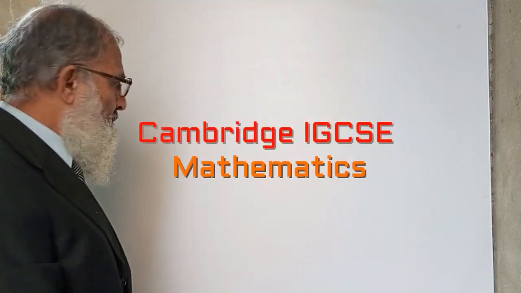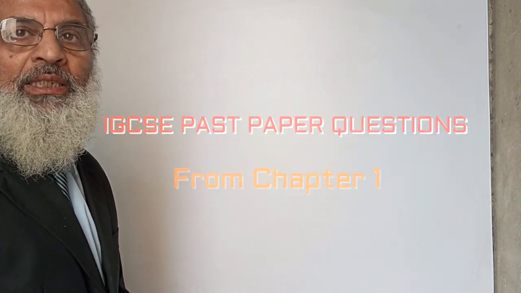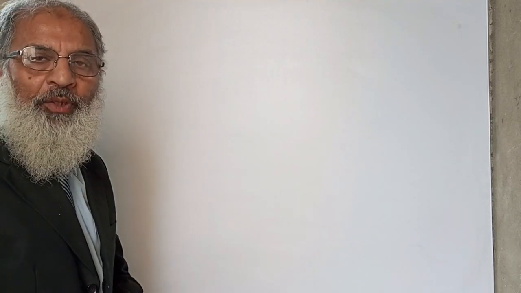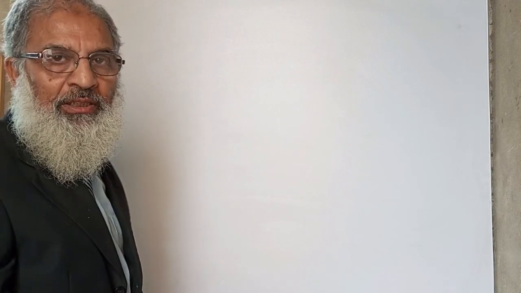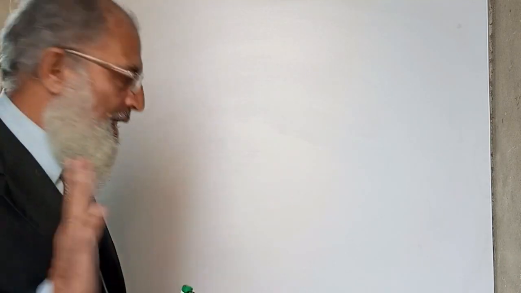Today we are doing the questions which have already been asked in the Cambridge different sections. The topic of this exercise is past paper questions. There are 5 questions. I'll solve each and every question for you, and I'll give the reference in which session it has been asked.